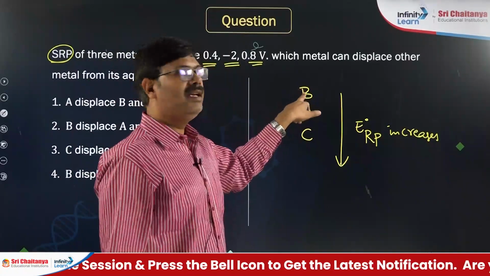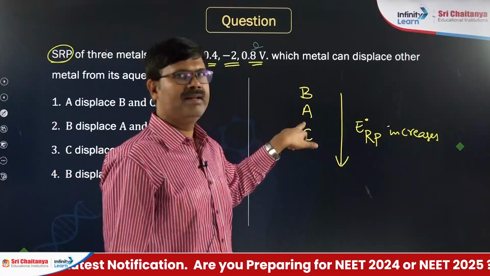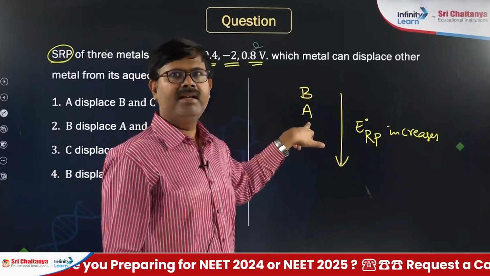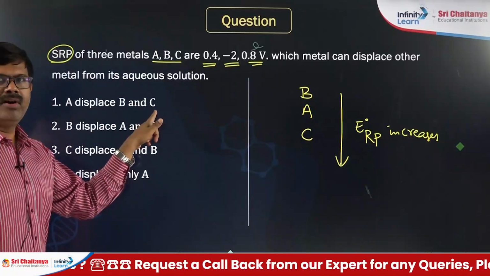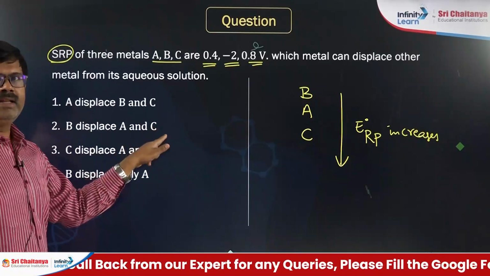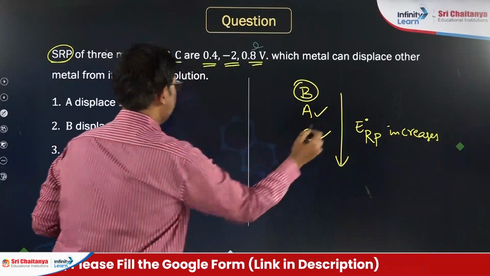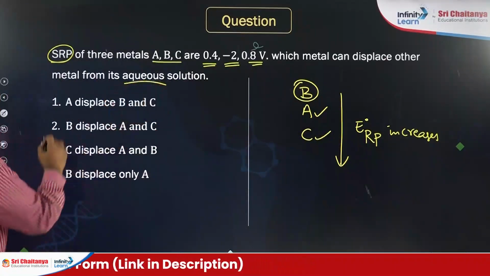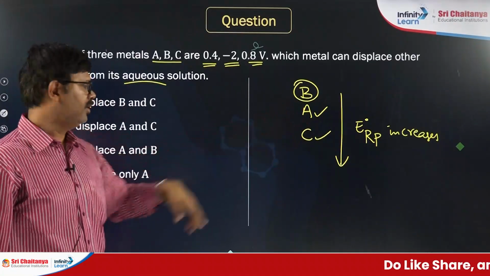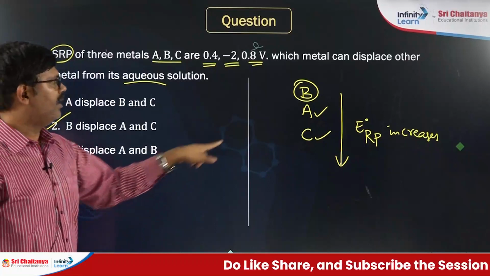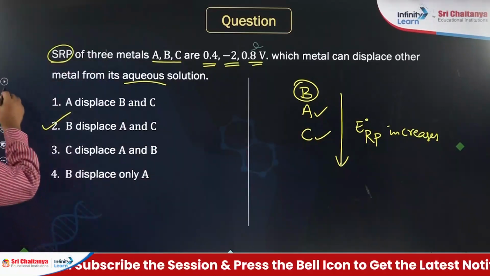That means B can displace ions in the aqueous solutions of the A and C salts. A can displace the aqueous solution of C salt. So, A displaces B and C? That is wrong. B displaces A and C? Yes, B displaces because B is upper. It can displace A and C from its aqueous solution. This is right. C displaces A and B? No, that is quite wrong. B displaces only A? Not correct. B displaces A as well as C. This is how you have to decide.